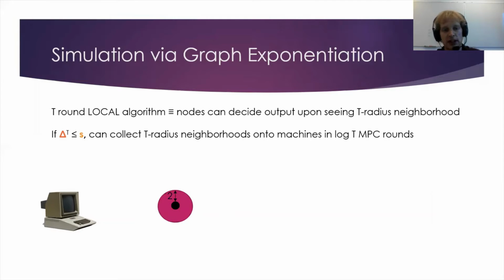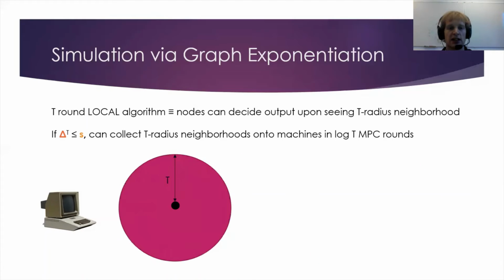Okay, and then we can repeat this process. Assume we have 2-hop neighborhoods for all the nodes given on their dedicated machines. We can now query all the 2-hop neighbors, ask for their 2-hop neighborhoods, and combine them together to get 4-hop neighborhoods. So after only log t iterations of this, we can get the t-radius neighborhood onto a single machine. And then we can determine the output for this node using our local algorithm as a black box. Okay, so using graph exponentiation, under these circumstances, we can simulate local algorithms at an exponential speedup in low space MPC.